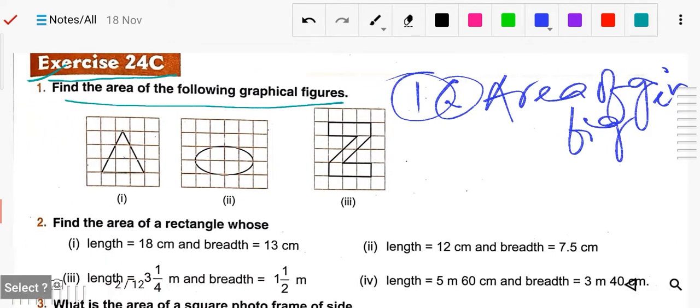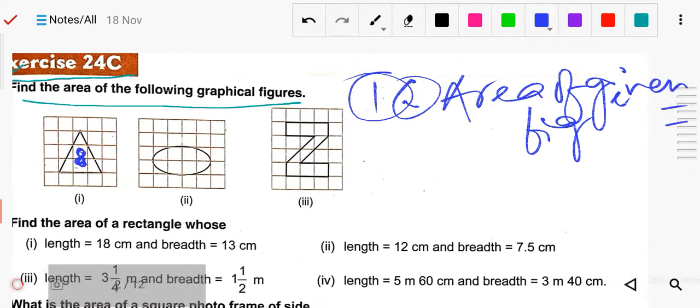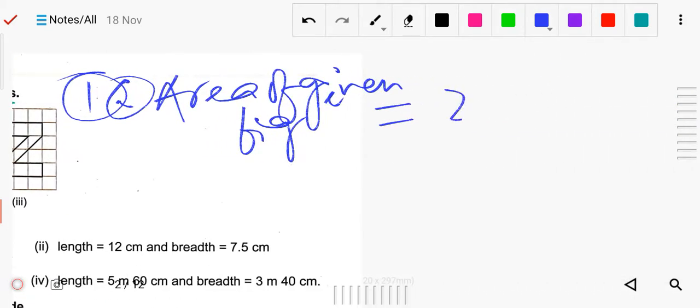1 and 2 are there. You can see this 1 and 2, total 2 are there. So you can write it 2 into 1. Okay, 2 into 1, 2 fulls are there, and the value of one box is 1 centimeter square. So this is your 2 into 1.